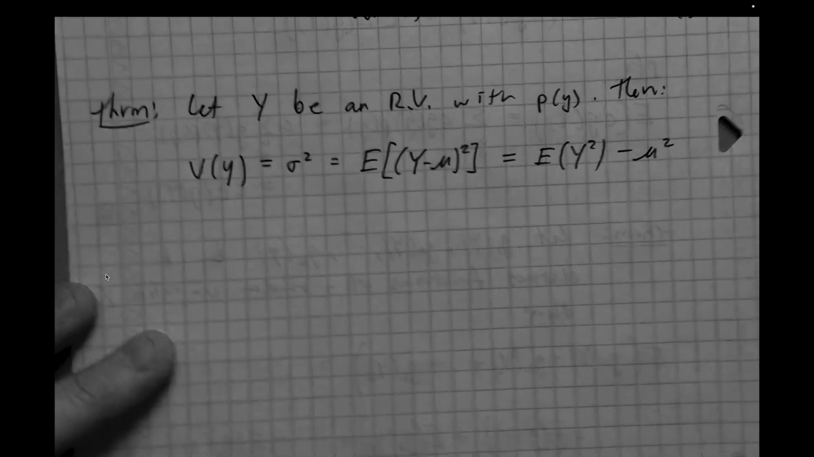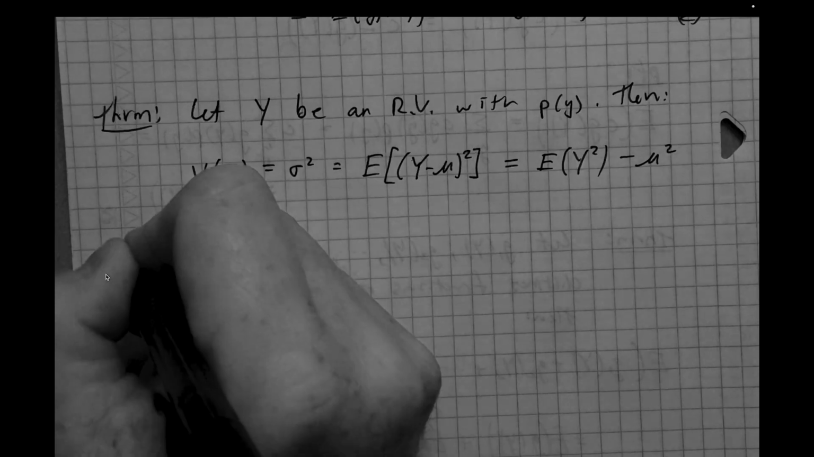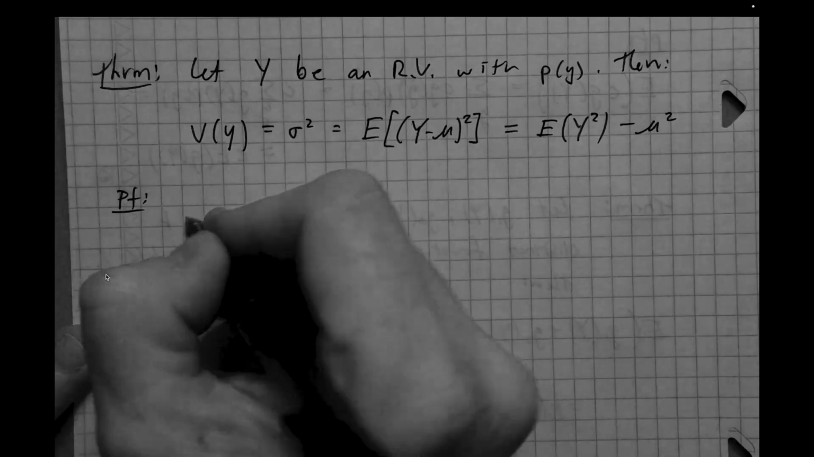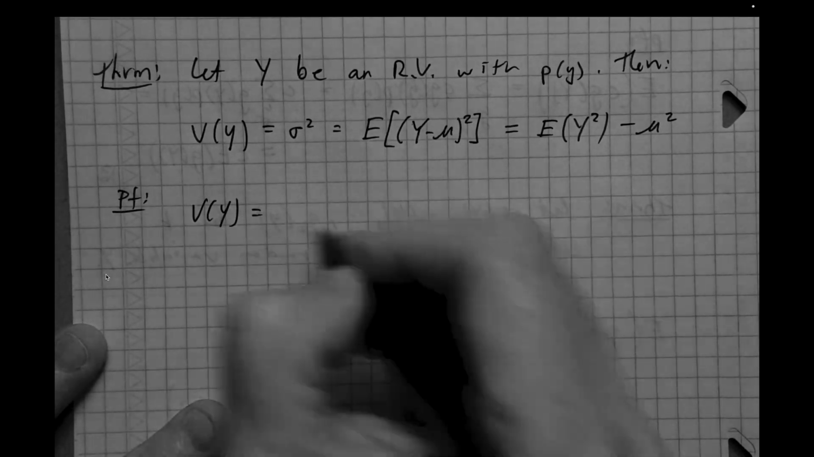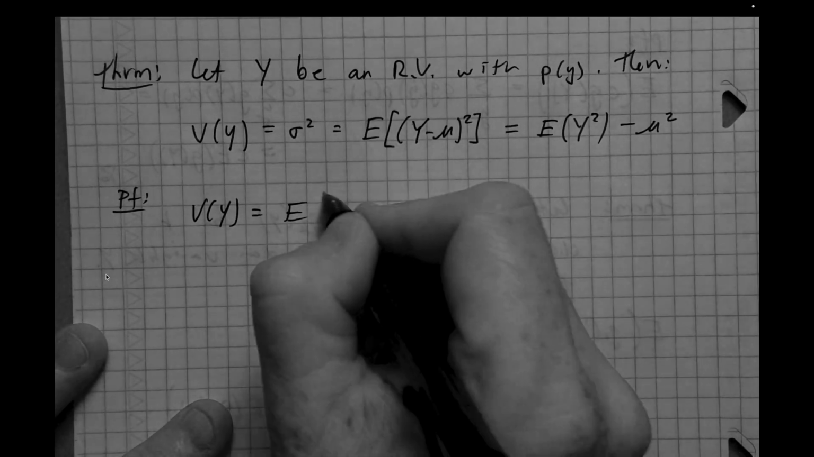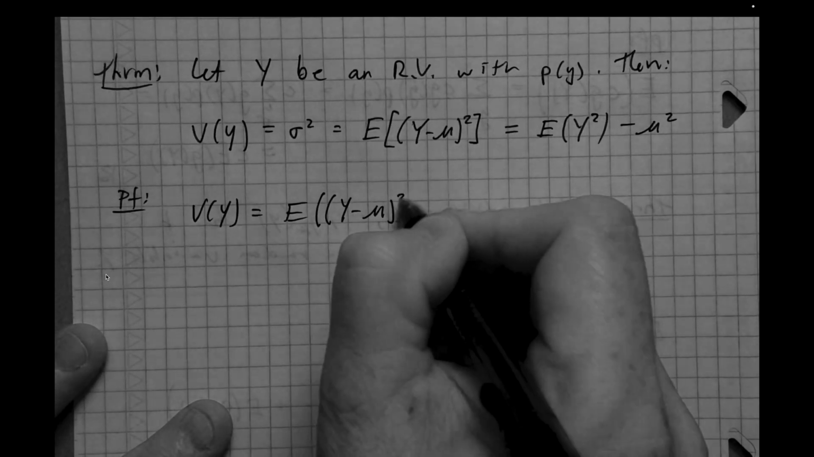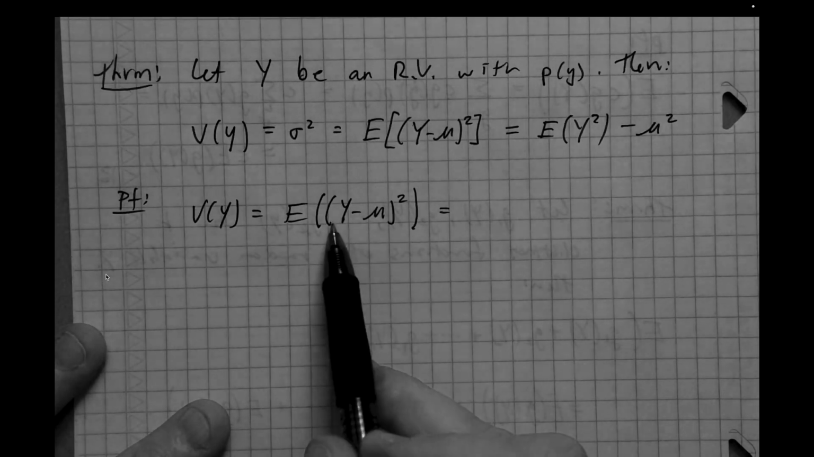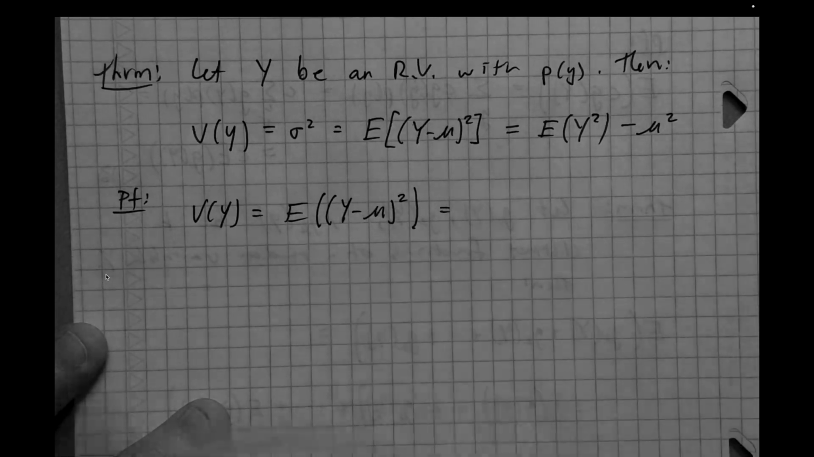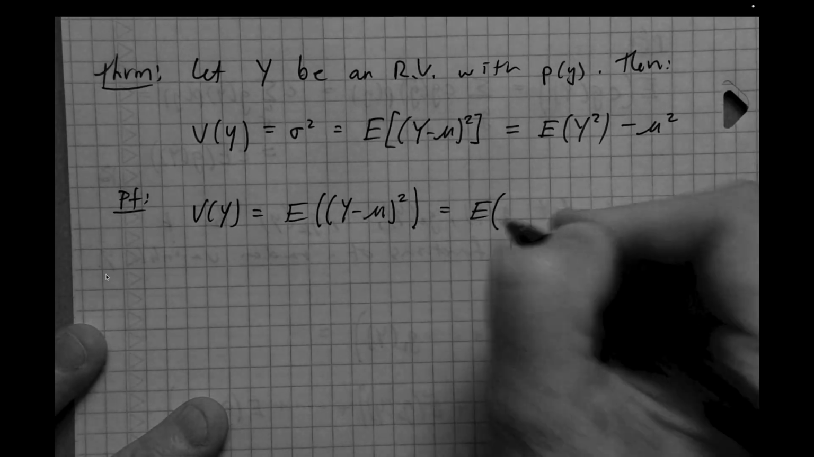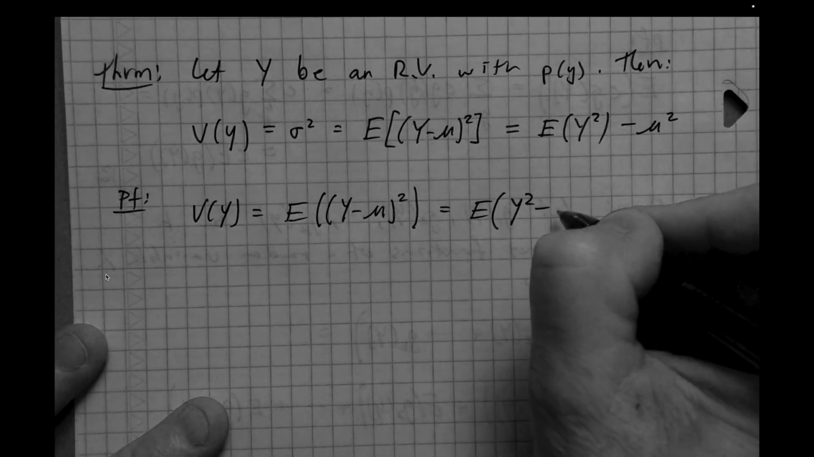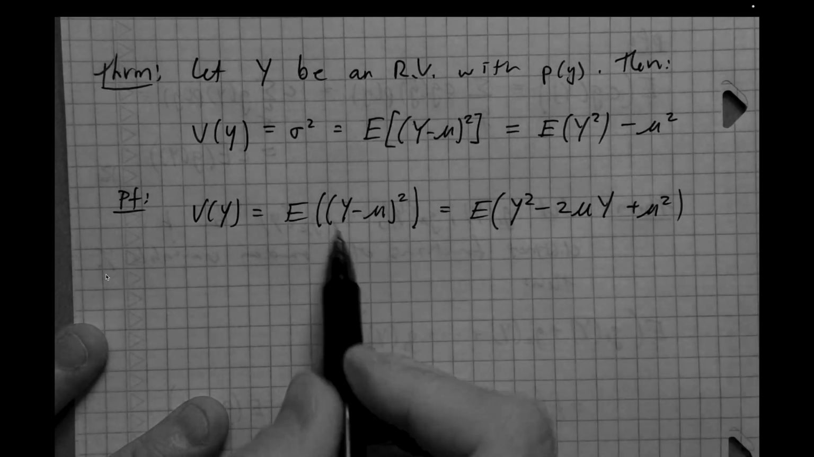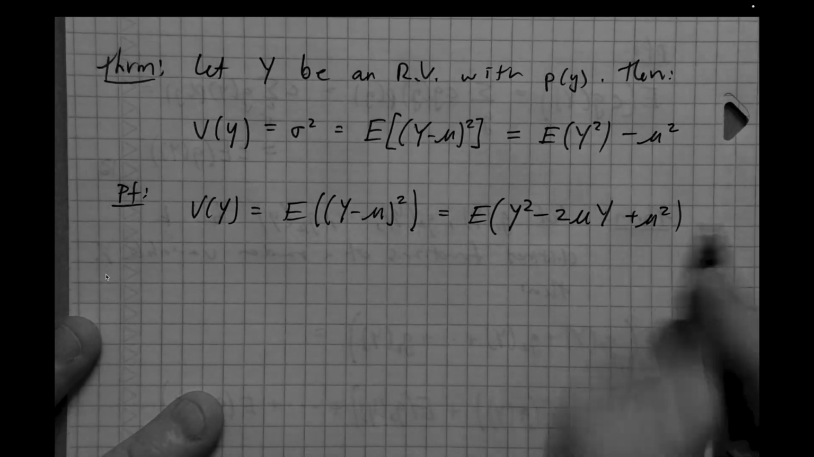Okay. So why does that work? It's actually very straightforward, but let's just see this. If I start with the variance of y equals this, then I could just do the algebra on the inside, this y minus mu quantity squared. I can FOIL this out, right? And when I do that, I get y squared minus 2 mu y plus mu squared. Just FOIL: first, outside, inside, last.